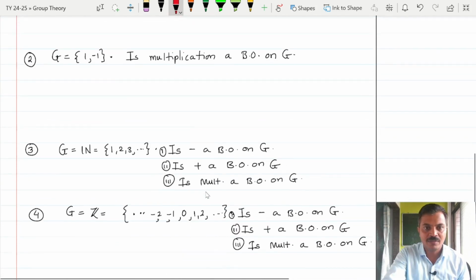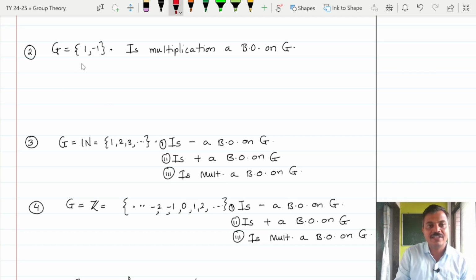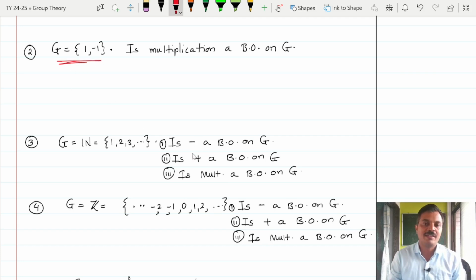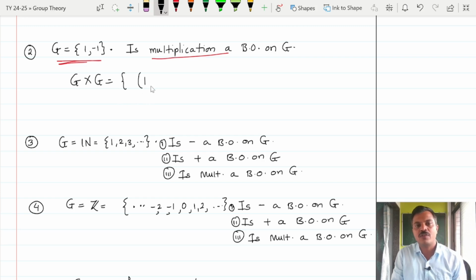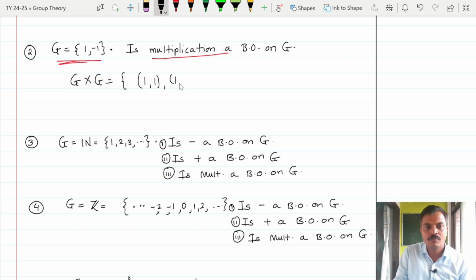Moving towards the next example, here the set G is given to be 1, minus 1, and the question is whether multiplication is a binary operation. Again, in this case, we can find the domain, right? So G cross G will be equal to, now first of all we'll fix the first coordinate to 1 and we'll vary the second coordinate. So 1, 1, 1, minus 1. Now we'll take the first coordinate as minus 1 and we'll vary the others.